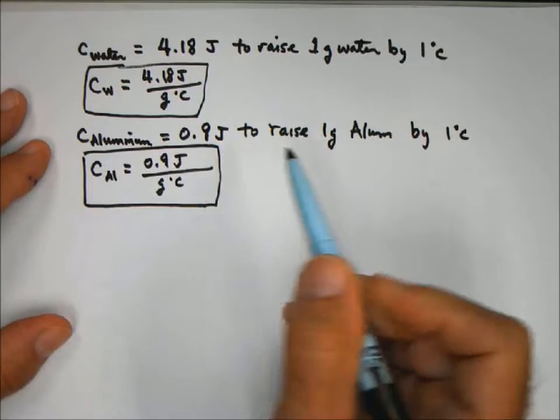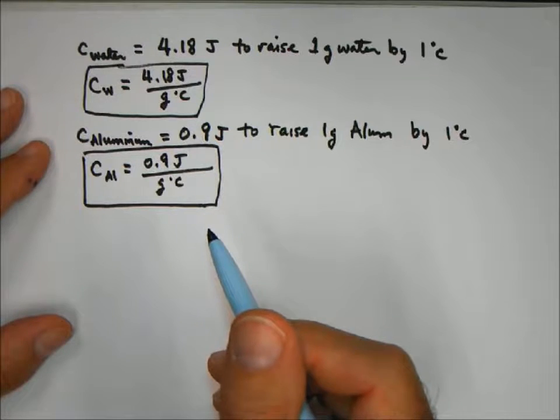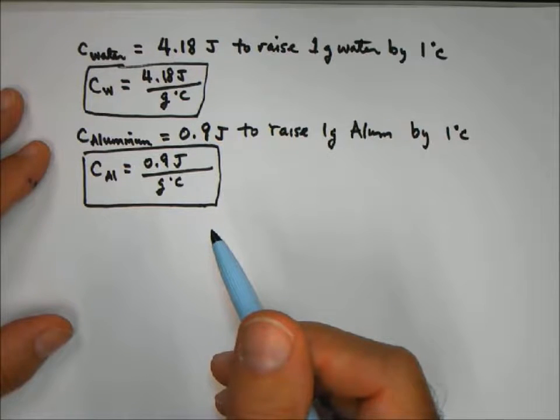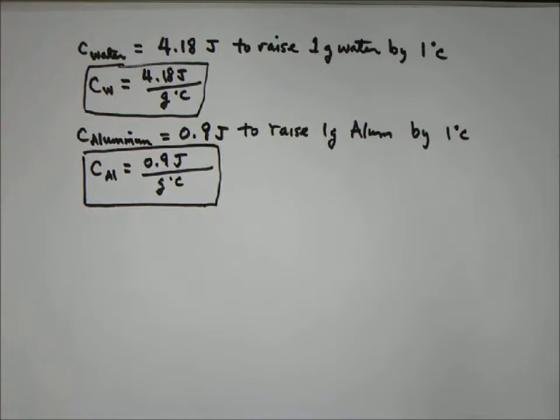So this is a specific heat for water. This is a specific heat for aluminum. Different materials, of course, have their unique specific heat values. Okay. Now let's see what happened there. Monitor.